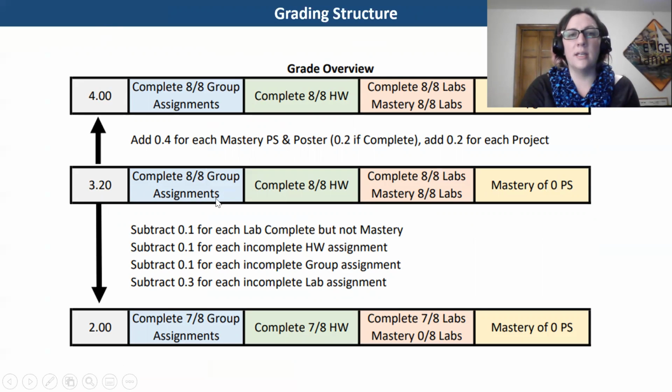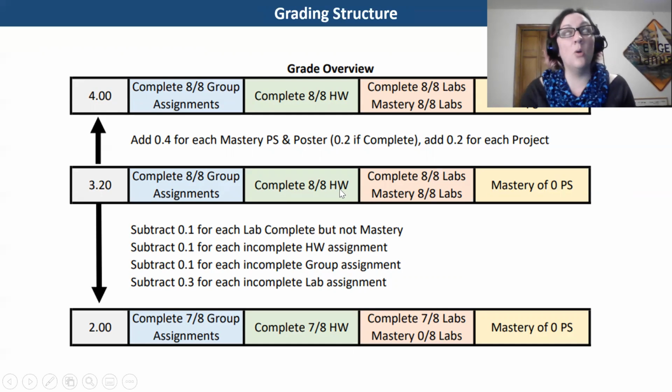And the core work is group assignments, homeworks, and labs. That's what I think is essential to learn chemistry. So if you complete all the group assignments, so you come to class and participate, and you complete all the homework assignments, which is doing practice problems after you watch the lectures, and you attempt all of the labs, and they're either already at a mastery level the first time you try them, or I come back to you with feedback and you revise them, so that they're all at that A- mastery level, then you'll get a 3.2 in this class.